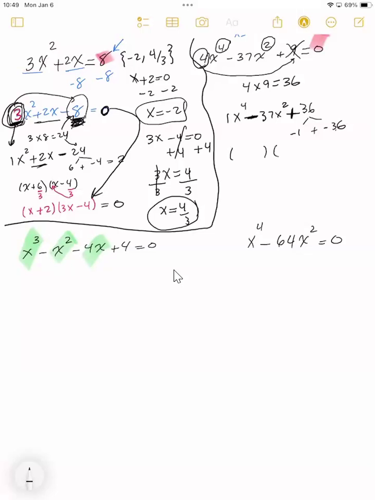But remember what to do for your x's. When this is x squared, you open up your parentheses and you just put x and x. But when this is degree 4, you break x to the power 4 and write it as x squared times x squared. Then one factor is negative 1. One factor is negative 36.